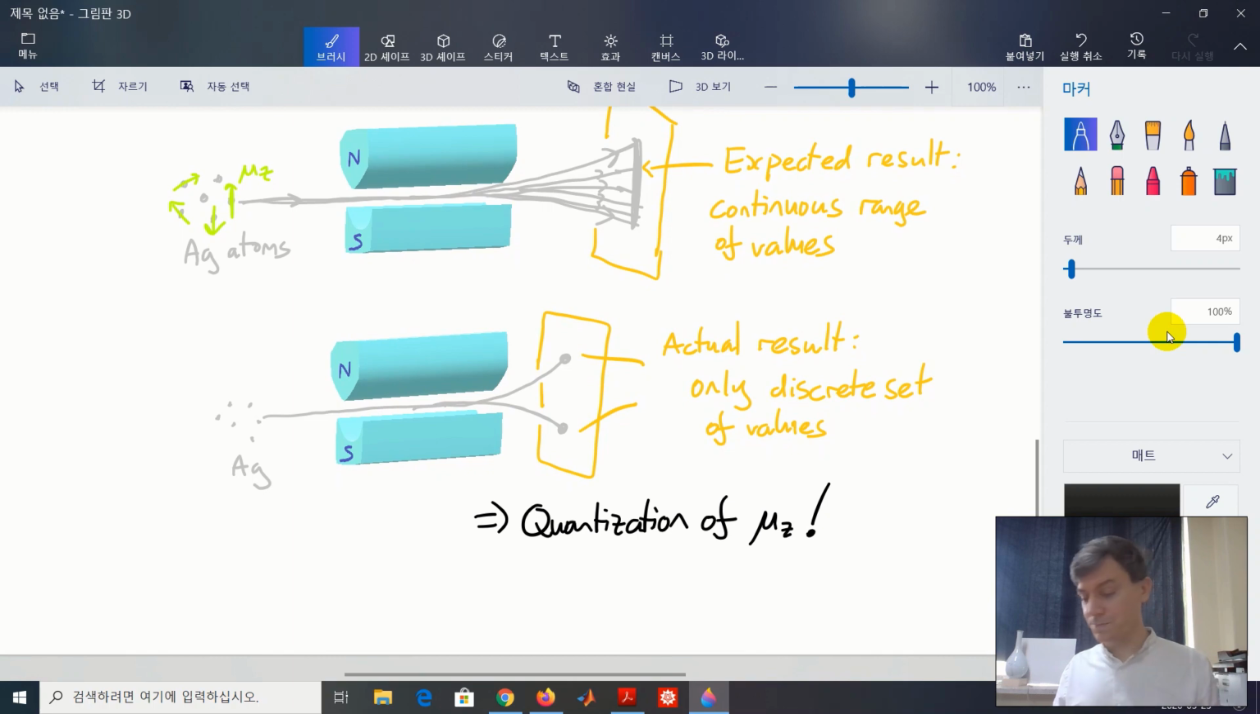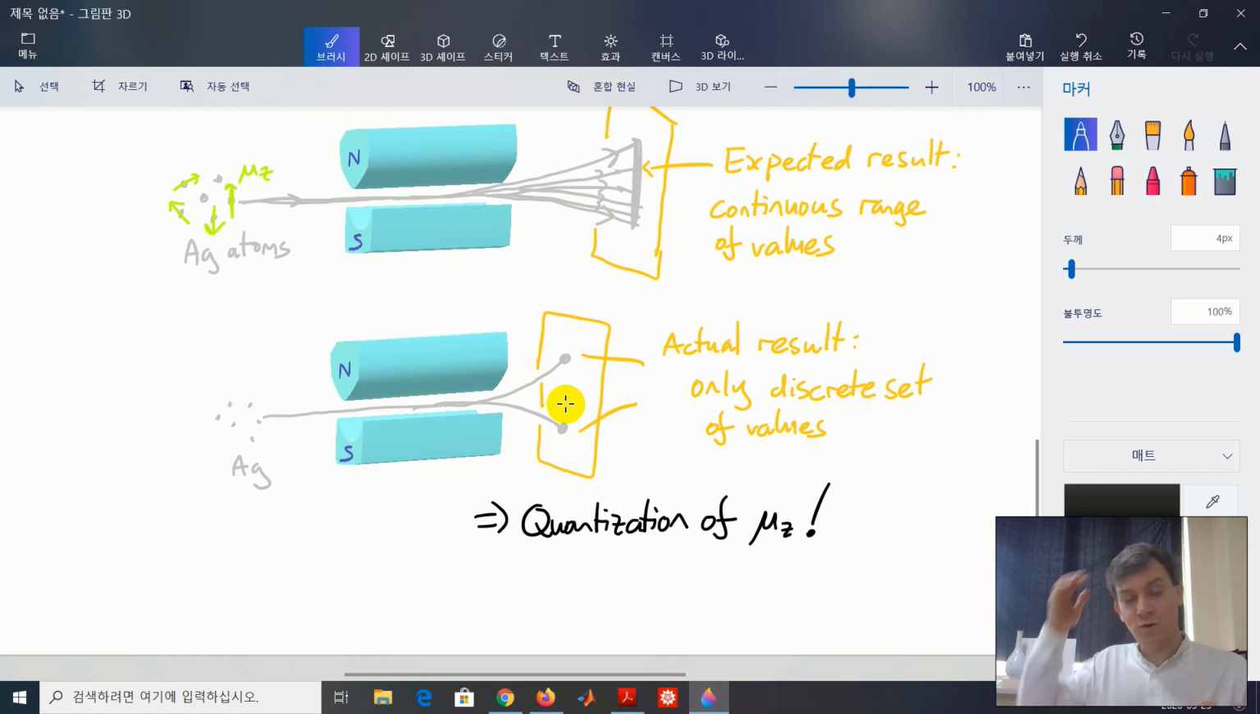Right, so this result is very strange, and the reason it's strange is there's absolutely nothing special about the z direction, right? When you prepare the atoms, they don't know which direction z is, so in principle their magnetic moments will be all over the place. But it turns out when you do the experiment, half of them choose one mu z value and half of them choose a different mu z value, and you end up with 2 points like this.